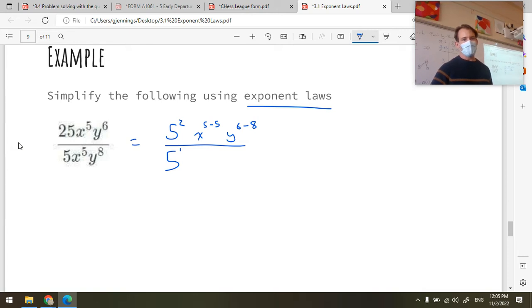And then I can express this as, instead of 5 to the 1 on the bottom, let's cancel that and make this 2 minus 1 up there. So I use my quotient of powers law to simplify this fully as 5 to the 2 minus 1, which is just 5 to the 1, which is 5.